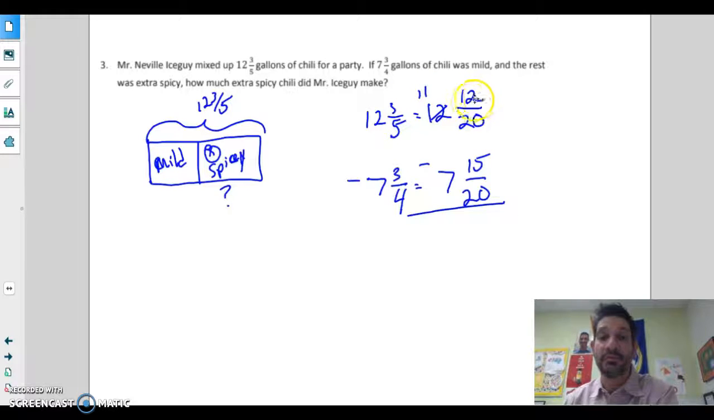So now I just borrowed 20 twentieths, add that to 12, and I get 32 twentieths. Again, 20 twentieths plus 12 twentieths is 32. So then 32 minus 15 is 17 twentieths, and 11 minus 7 is 4. And how much extra spicy? 4 and 17 twentieths gallons.